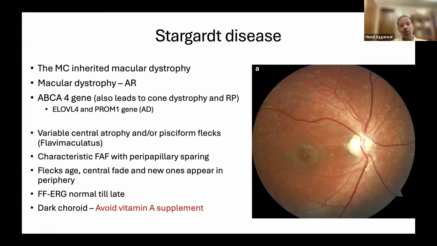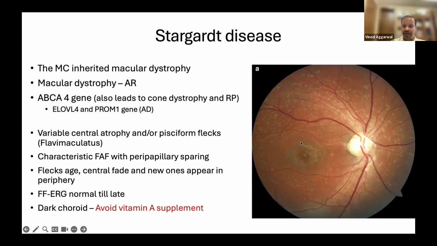Coming to Stargardt's, I'll not go into theory, I'll just show you the pictures. As we know, typically you get a maculopathy surrounded by flecks, which are known to be pisciform. Again, this is mainly caused by the ABCA4 gene, and it is considered to be autosomal recessive. But we now know that certain genes like PROM1 and ELOVL4 can also lead to an autosomal dominant form of Stargardt's disease. Now, what is very typical is that when you have flecks, it's easier to diagnose, but if you only have maculopathy, then the diagnosis clinically becomes a little difficult.